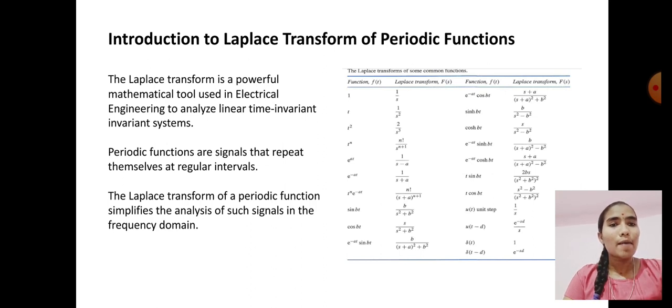Standard Laplace transforms. The Laplace transform of 1 is 1 by s. For t, 1 by s square. For t square, 2 by s cube. Next, for e to the power of at, it is 1 by s minus a. Sin at is a by s square plus a square. Cos at is s by s square plus a square.